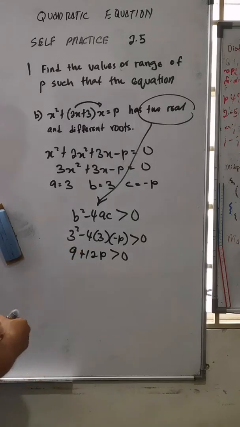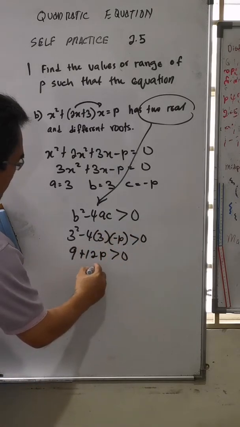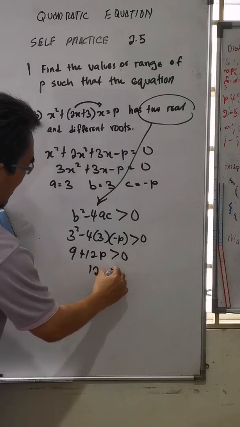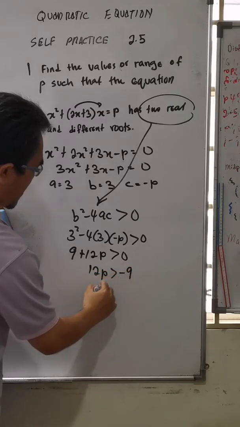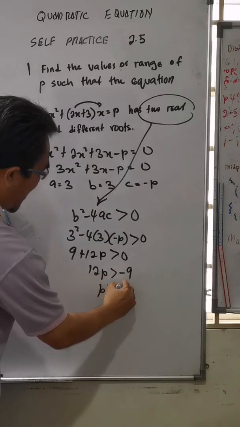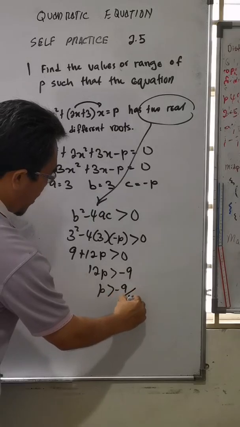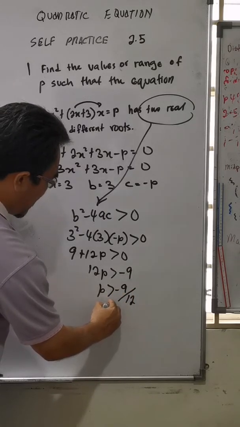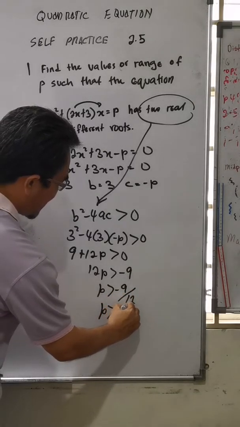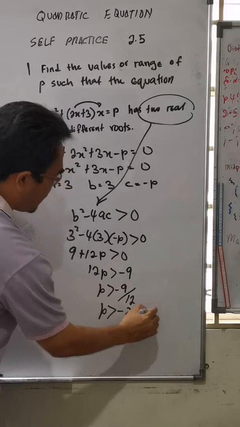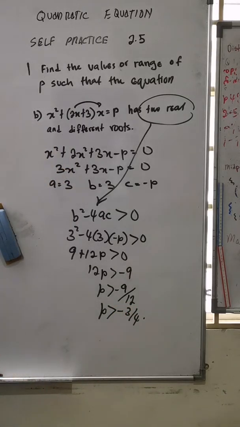it becomes positive. Right? So I move the 9: 12p larger than negative 9. So p larger than negative 9 over 12. Simplify, so you say p is larger than negative 3 over 4. Okay, so that is the range of values of p.